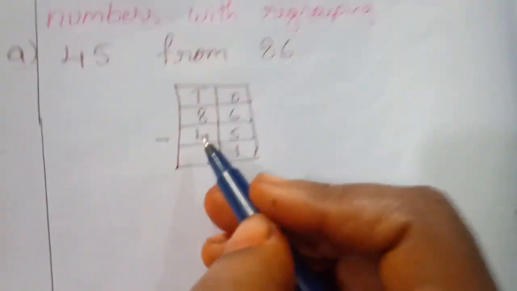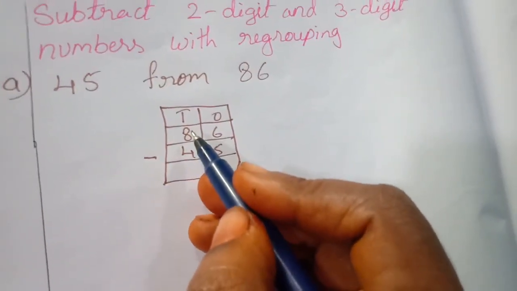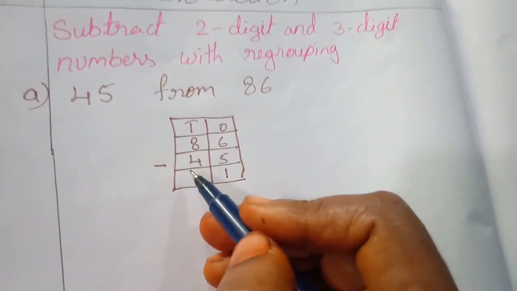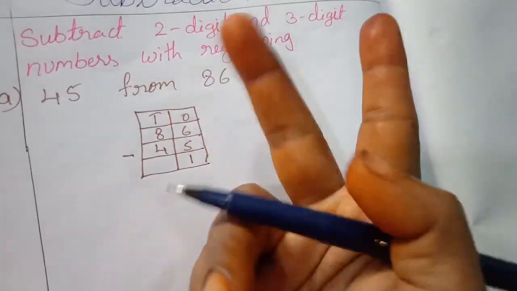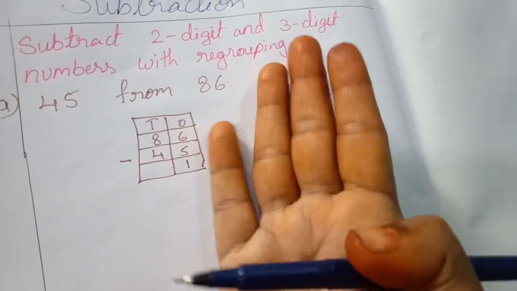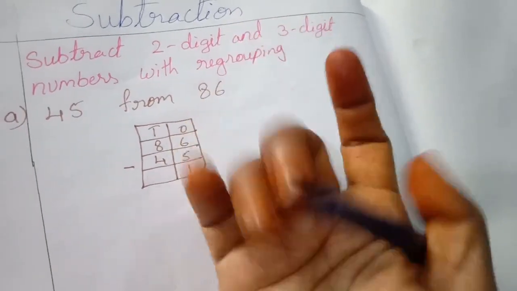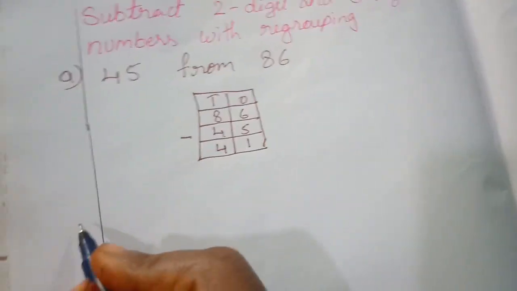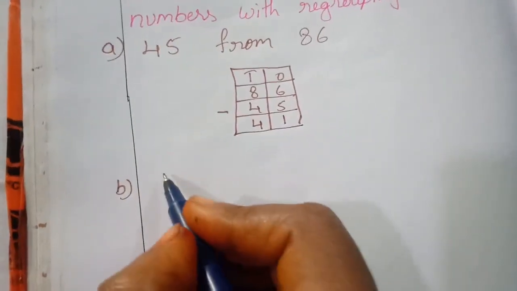Here 8, here 4. 4 after, up to 8 you should count. 4 after 5, 6, 7, 8. How many fingers came? 4 fingers. That 4 you should write here. Understood children? Here, one more sum I will give.